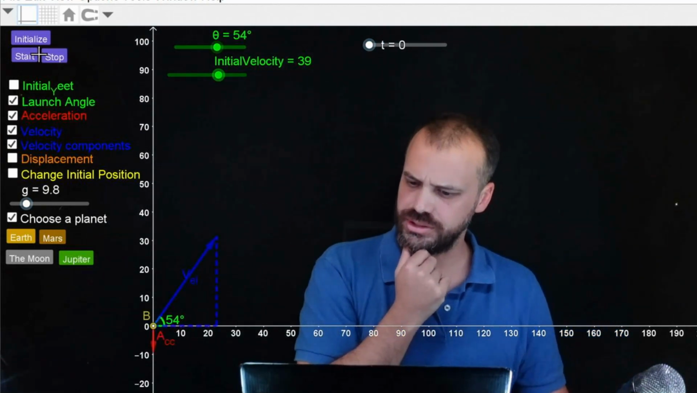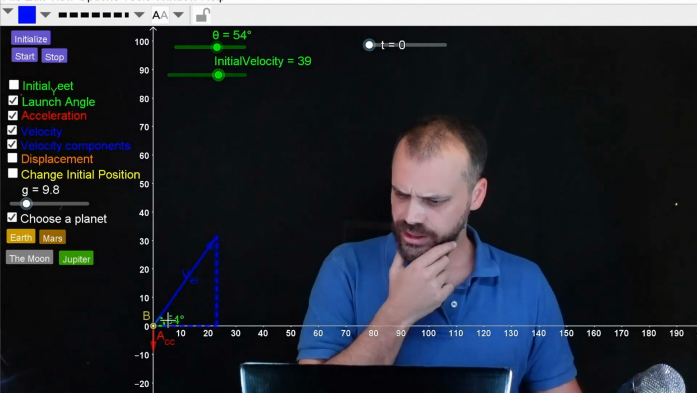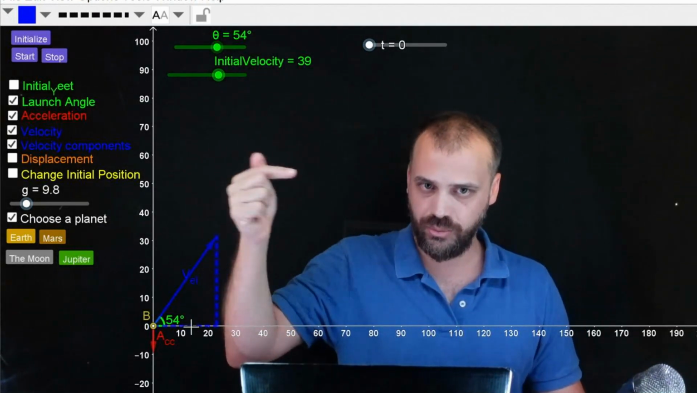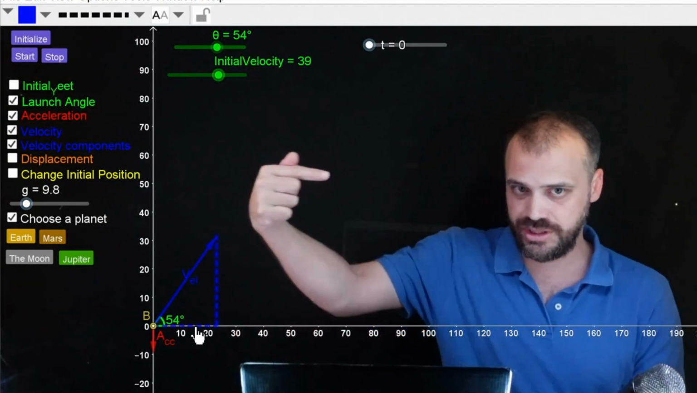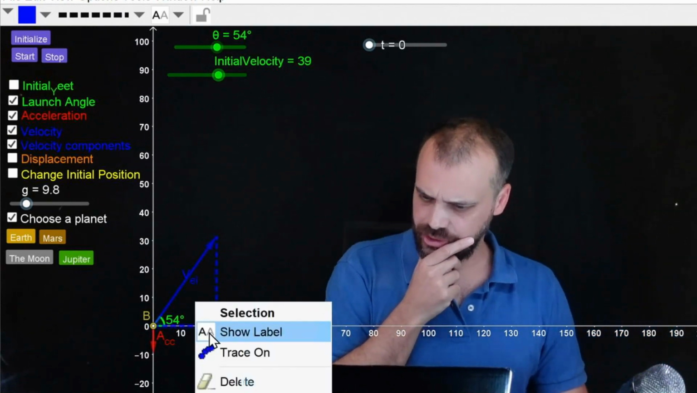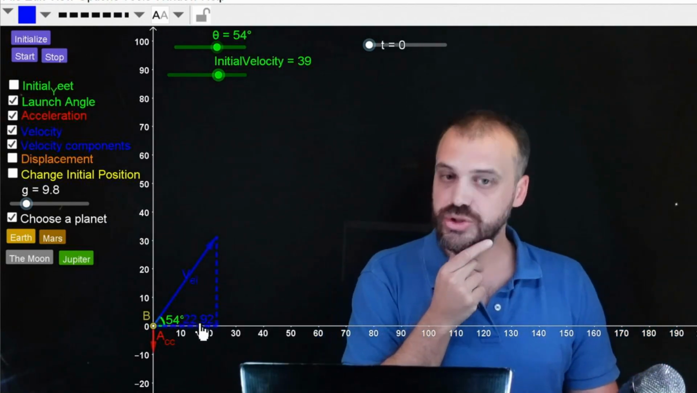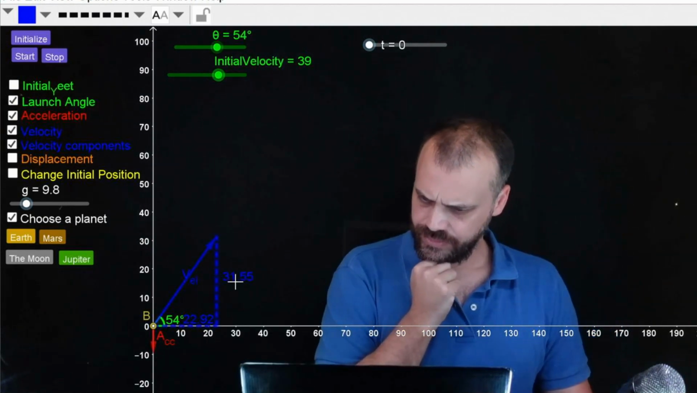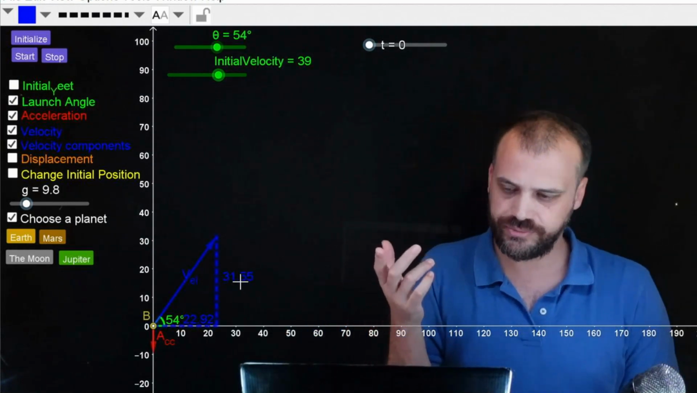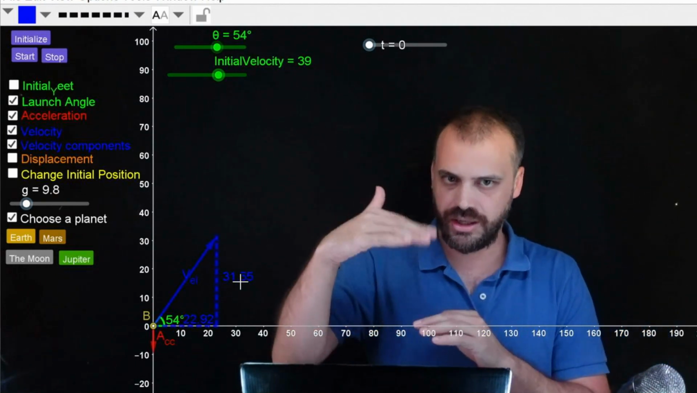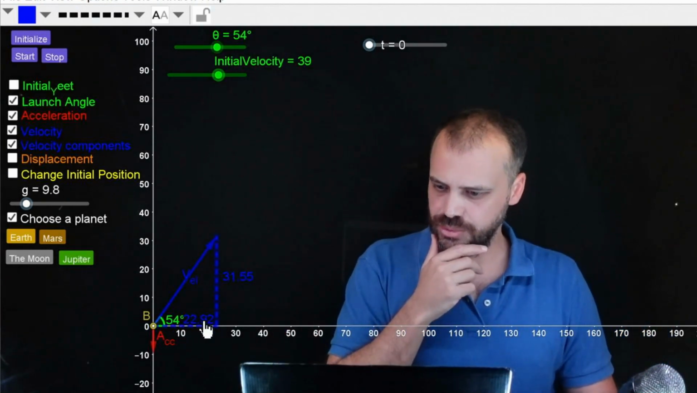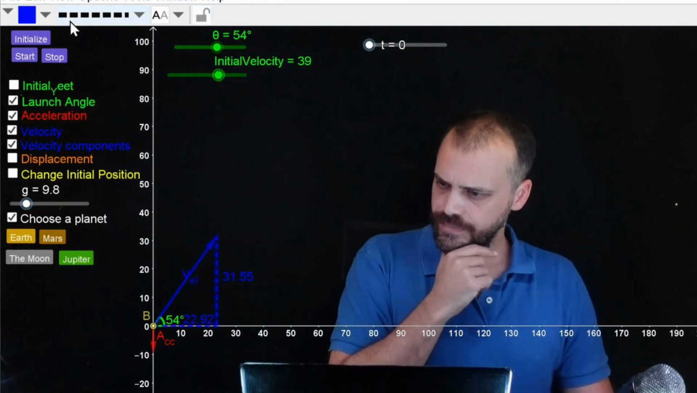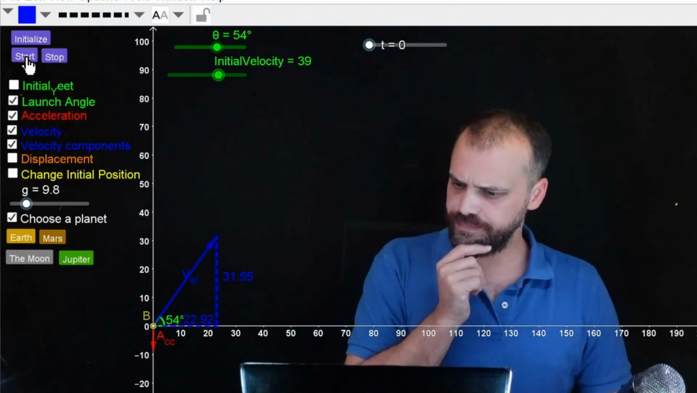Wait. I just want to check something here. Let's take a look at what the magnitude of the velocity is in the I direction. Okay, 22.92. Let's look at the magnitude here. 31.55. Okay, if we changed the launch angle, those would be different values, obviously. All right, let's start that up.